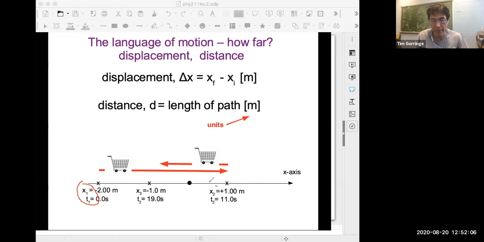Here's the rightmost location of the cart, where it turned around, and I called that X2, T2. And then here's the final location of the cart, called that X3, T3. That's where I picked up the cart. And I'm introducing our language for describing either what we call the distance or the displacement of the cart.